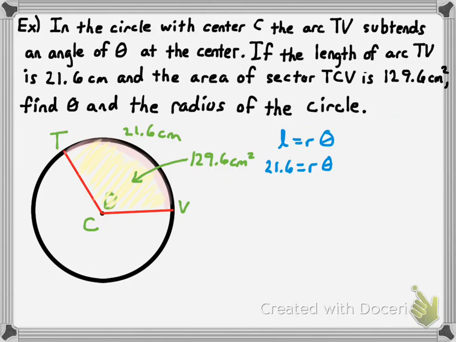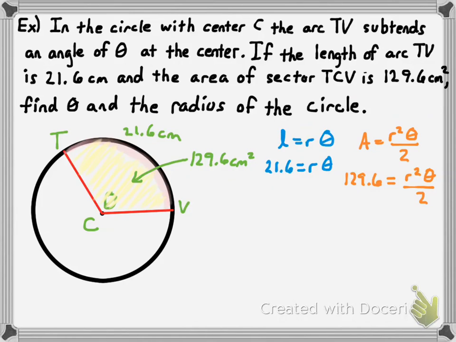Now, secondly, we know that the area formula is r squared theta over 2. Now again, we don't know r or theta, so we're not going to be able to find either one with this formula directly. But what we can do is go ahead and substitute 129.6 in place of A. Alright, now notice we've got two different formulas that have the same two unknowns, r and theta. So essentially all we're going to be doing is solving a system of equations here. And our goal is basically, let's use the substitution method in order to find out r and theta.